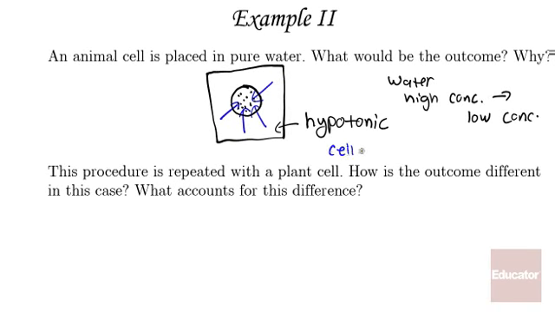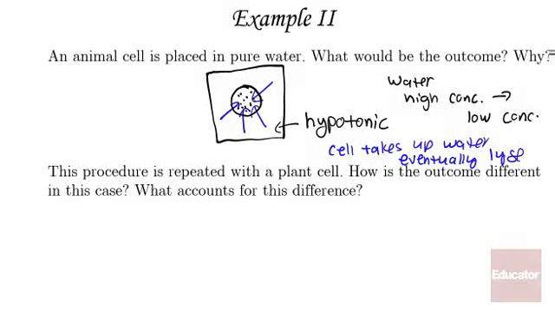So the cell takes up water. Water is going to cross the cell membrane via diffusion, via osmosis. The cell will take up water and eventually lyse or burst.